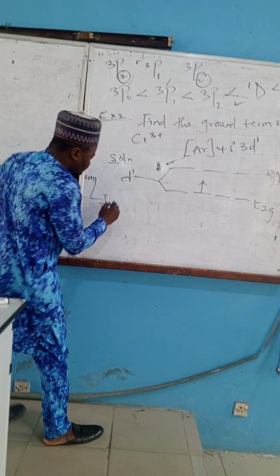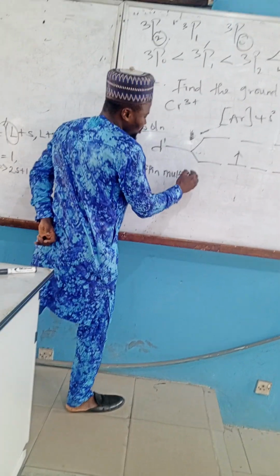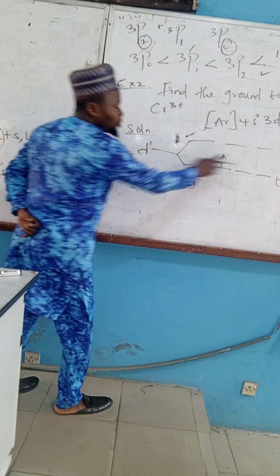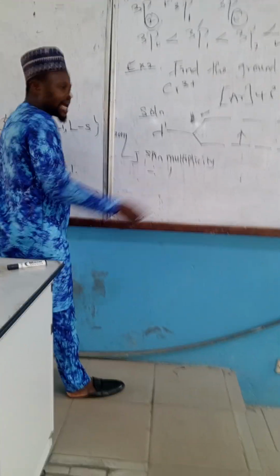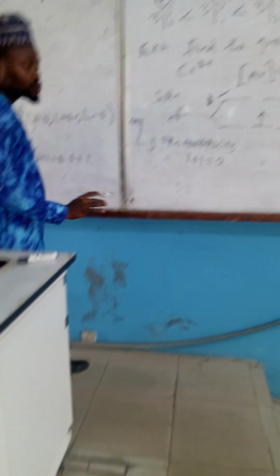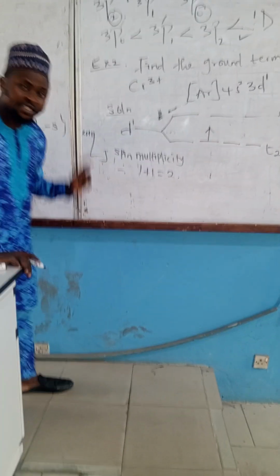For the spin multiplicity, what you do is count the number of unpaired electrons. In this case, it's 1. Then add 1 to it. 1 plus 1, that is 2. So the spin multiplicity is 2.